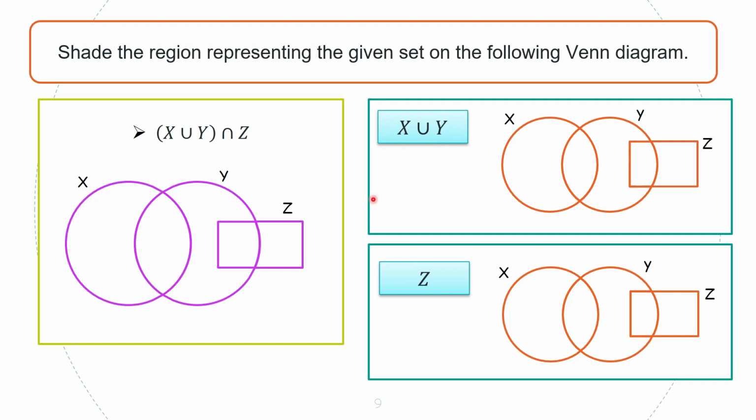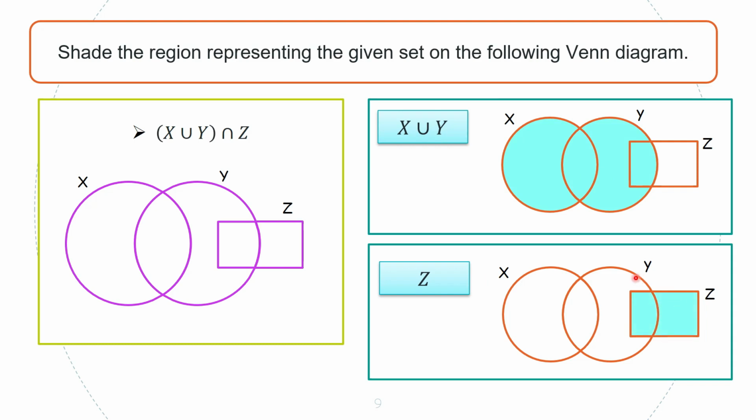Okay, first we must determine the bracket, X union Y, from this Venn diagram. This circle is set Y, and this circle is set X. We must find the union of set X and set Y. What is meant by union? It is the combination of the regions of set X and set Y. So we must shade both circles. This is what is meant by union. For set Z, it is this rectangle, so we shade this region.